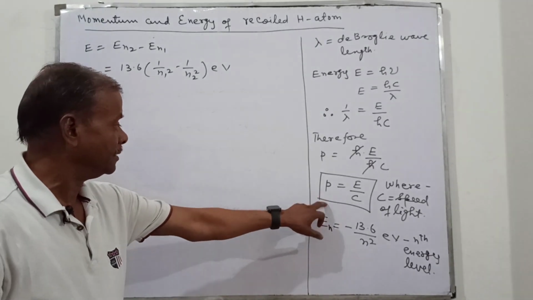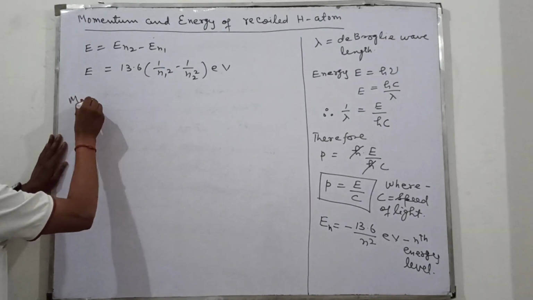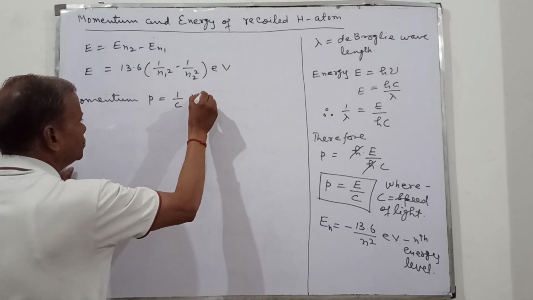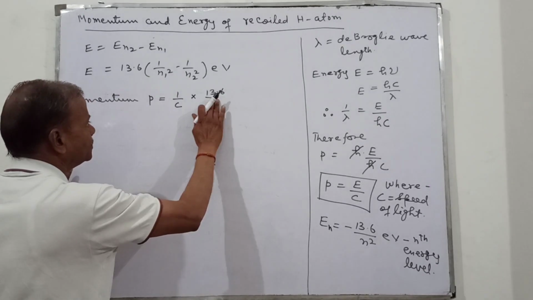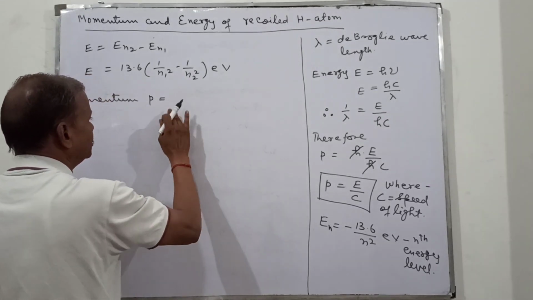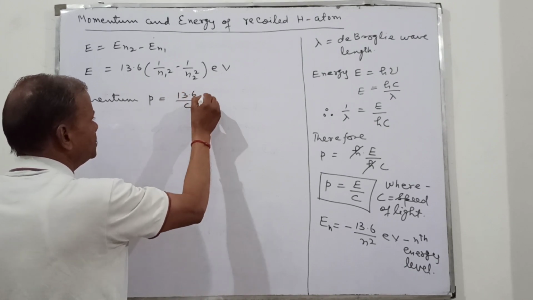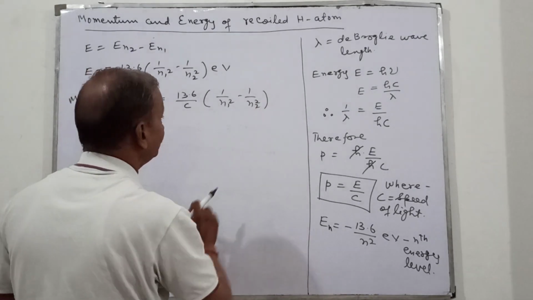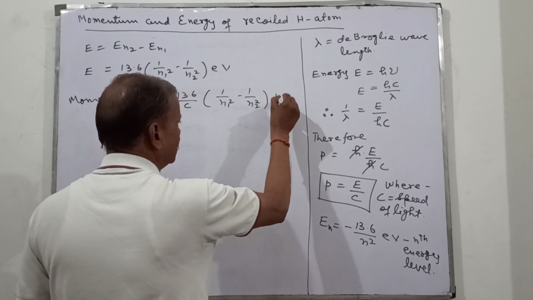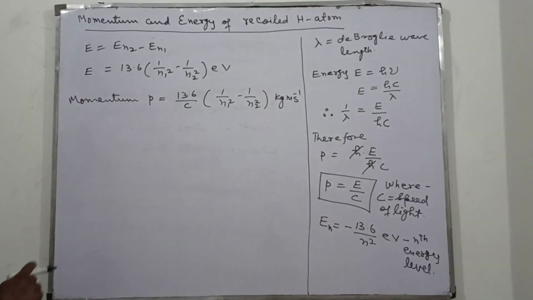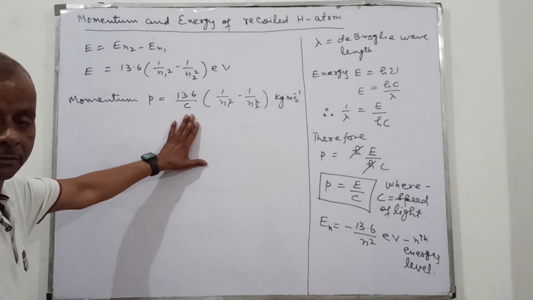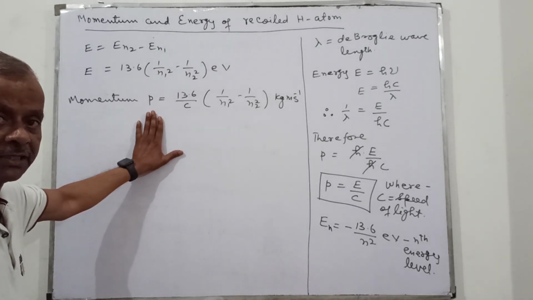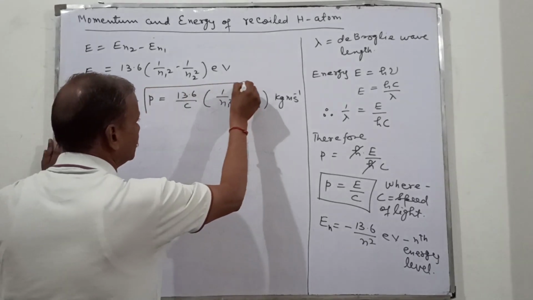So now we can have this momentum P equal to 1 upon c into 13.6. We can better write this as 13.6 upon c into 1 upon N1 square minus 1 upon N2 square. Now this will be in kilogram meter per second. So we can find the momentum of the recoiled atom with this formula. If we know the values of N1 and N2, and c is known to us, then we can calculate it easily. So this is the formula for calculation of momentum.